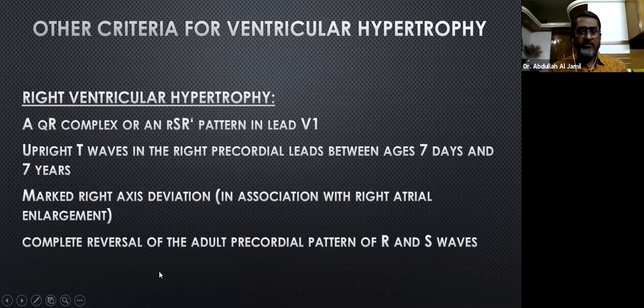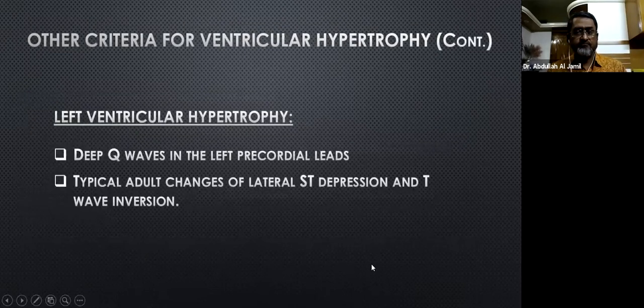Other criteria for ventricular hypertrophies: for right ventricular hypertrophy, a QR complex or an RSR' pattern in lead V1, upright T wave in the right precordial leads between age 7 days to 7 years, marked right axis deviation in association with right atrial enlargement, complete reversal of the adult precordial pattern of R and S waves. For left ventricle, deep Q wave in the left precordial leads, and typical adult changes of lateral ST segment depression and T wave inversion.